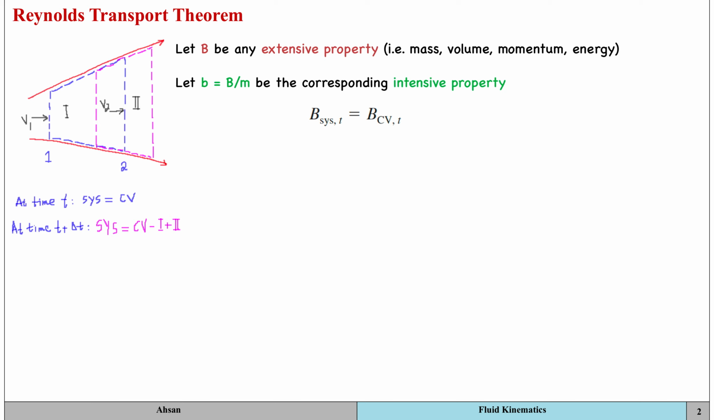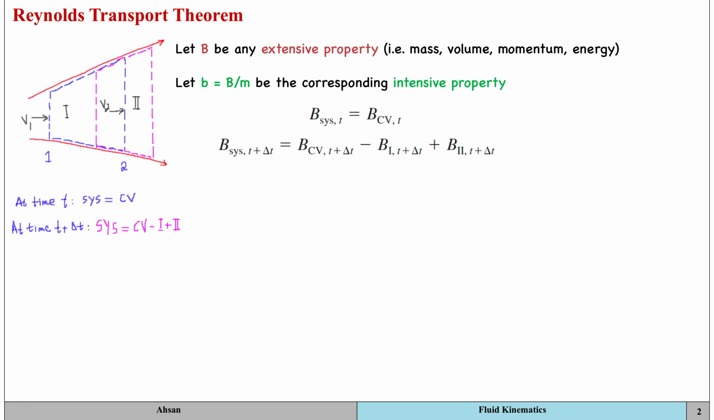So whatever this property is, capital B for the system, at time t plus delta t, it's going to be equal to the same property within the control volume at time t plus delta t, minus the same property in this one section at time t plus delta t, plus whatever addition has taken place in this second section. So we're going to write this like this.